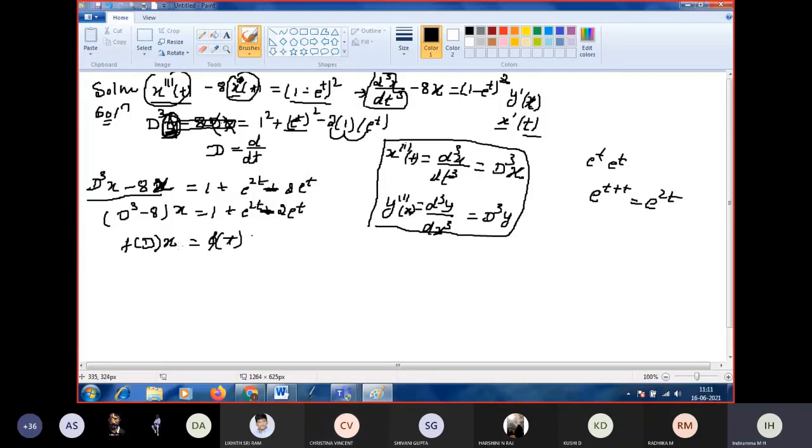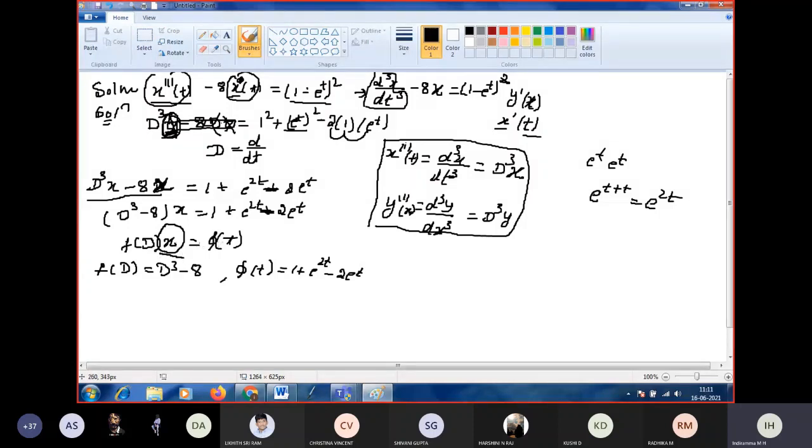Okay, right. So now f of D is D cube minus 8. Next, what is phi of t? 1 plus e power 2t minus 2 e power t. Then to find the solution, what do we have to find? We have to find the x value.